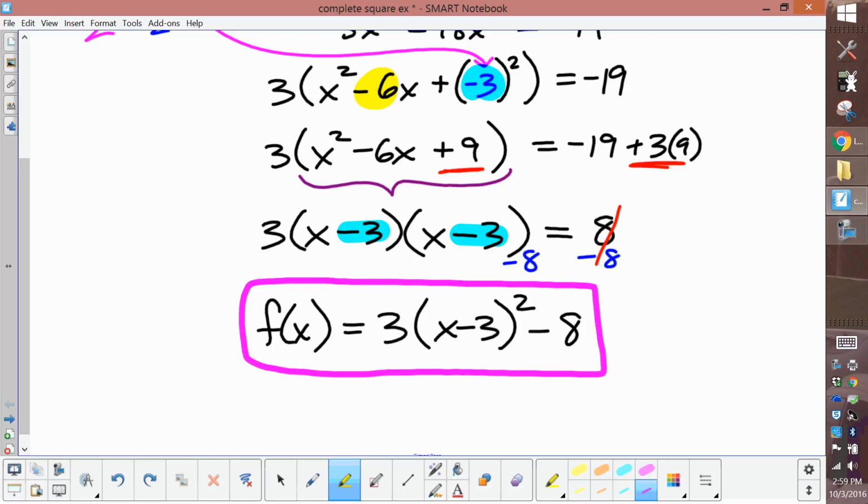And when we move on to graphing, vertex form is definitely easier when it comes to graphing quadratics or parabolas.